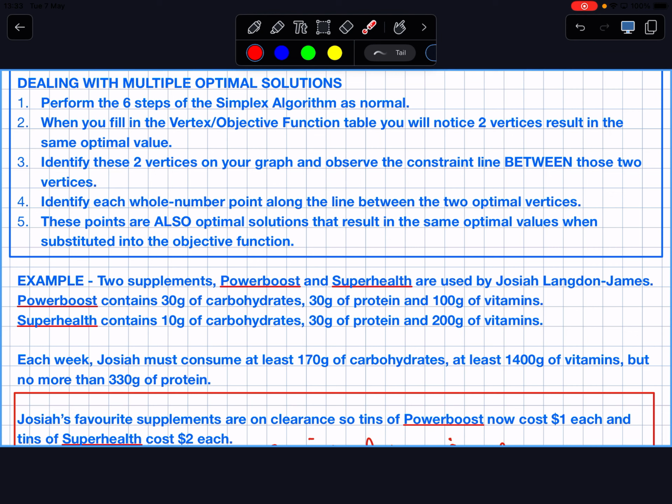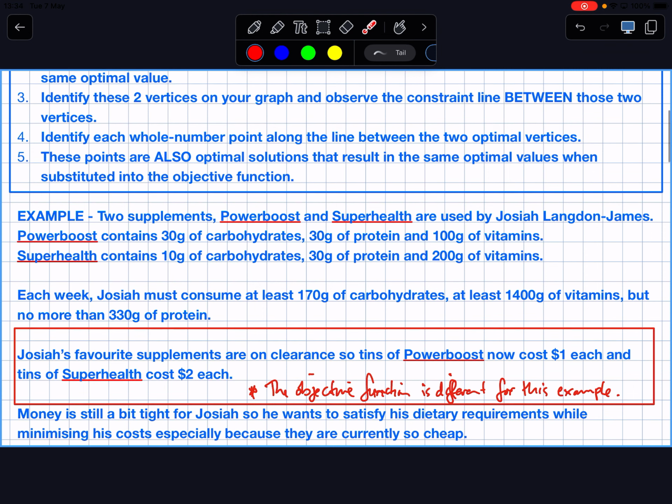That example is already drawn and it took you a while. What this multiple optimal solutions is about is there's one change. The only change that I've made is the objective function is different. Josiah's favourite supplements are on clearance. Power Boost is now $1 each and Super Health is $2.